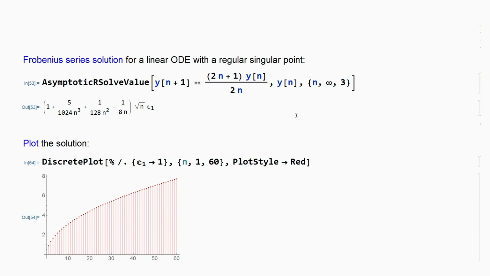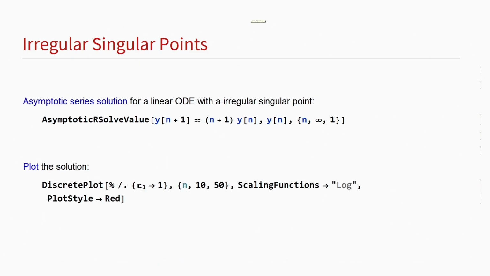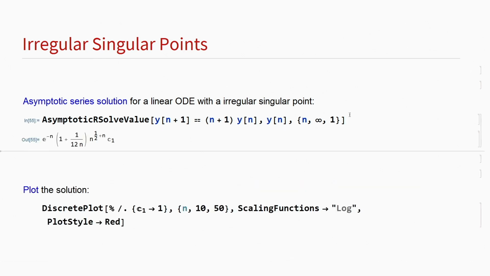It's going to blow up, and that's the square root of n term. Okay, so from Frobenius on to the irregular singular case, and this difference equation, I'm sure you all know, it's just a difference equation for gamma. So what do you expect? You expect the Stirling formula, and lo and behold, that is what you get back.